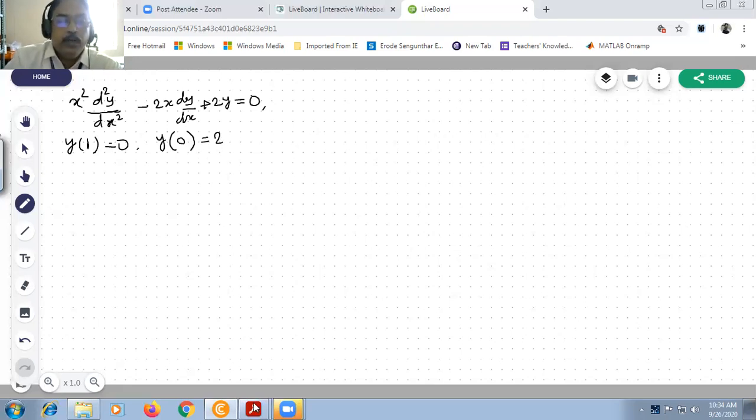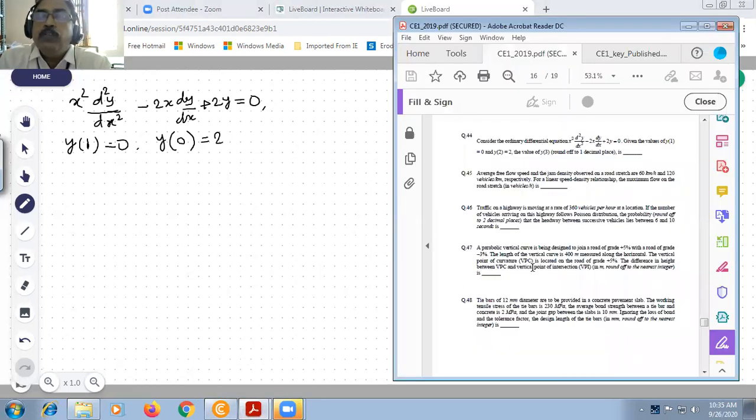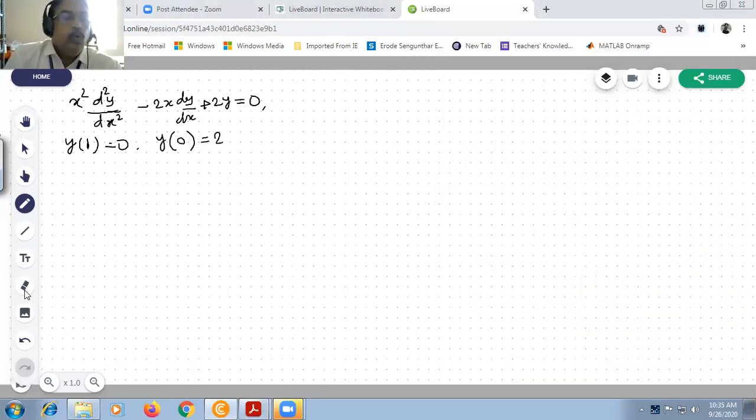Is it not? y of 1 is equal to 0, y of 2 is equal to 2. y of 3 is needed.